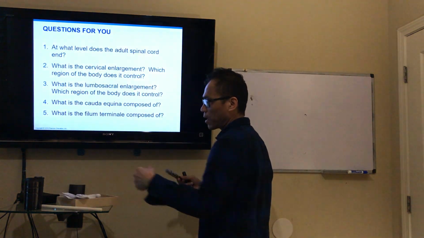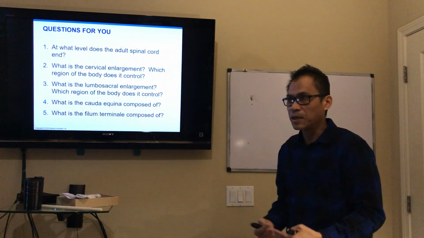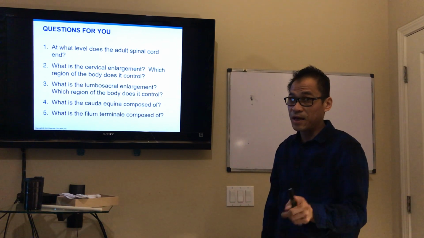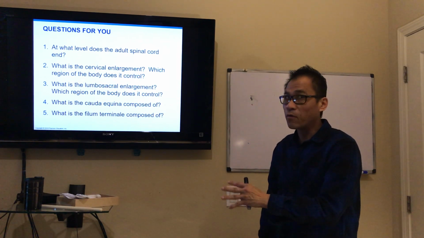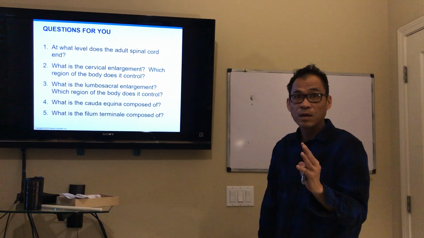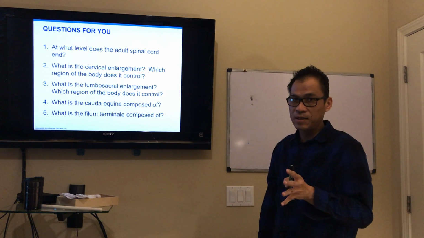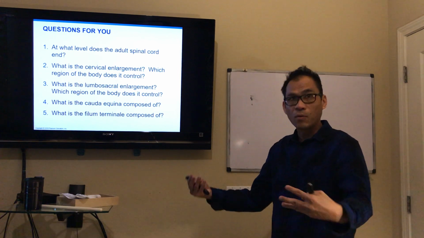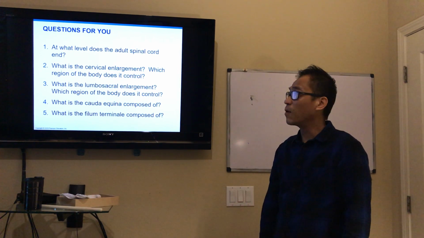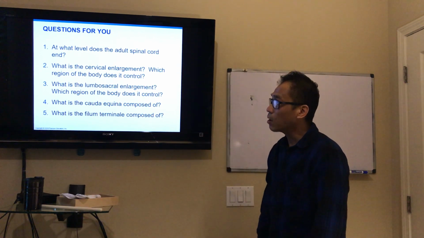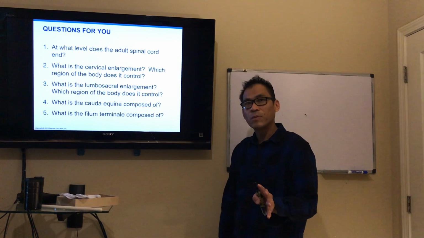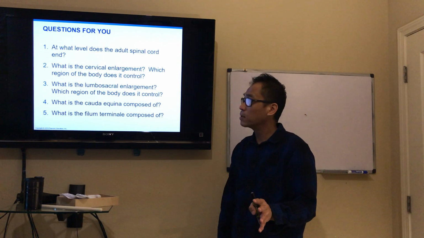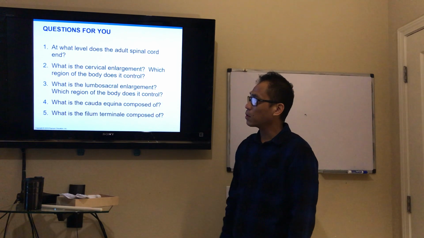These questions for you, again, are just kind of like a study guide. Make sure you're getting what you need to get out of these lectures. And I'll always go over the right answers so you have confidence that you're getting what you need to get. But do try to answer them on your own. Try to challenge yourself here. Well, anyways, at what level does the adult spinal cord end? Around L1, L2 vertebra.